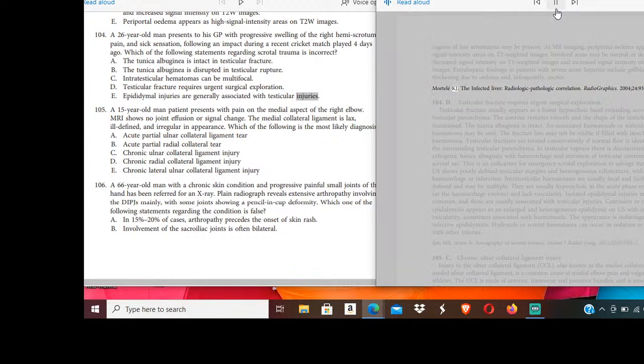Martinoli K.J. The infected liver, radiologic-pathologic correlation. Radiographics. 2004;20:937-55.